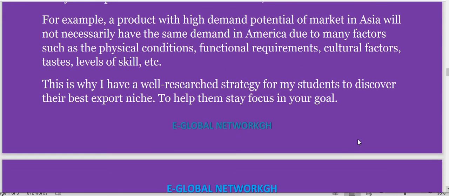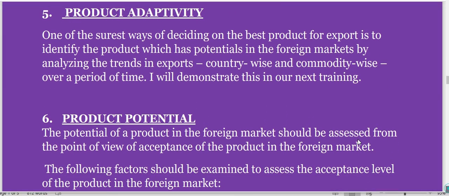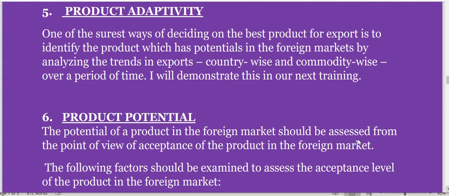This is why I have a well-researched strategy for my students to discover their best export niche, to help them stay focused on their goals. So we've made the job easier for you. Like we said, the Exports from Africa training program has done everything that will make things easier for you to start your export business right away. All that you need is your capital and other resources to kickstart your export business.